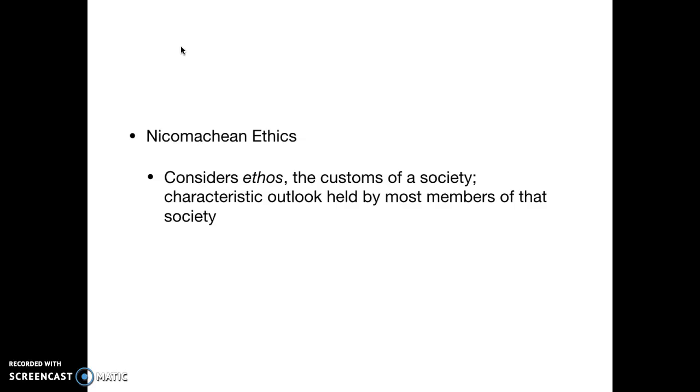Okay, so your customs, your society, your time and place in history is important for understanding what a good life is and what good character is. Okay, so he's not going to have any sort of rules that this is what a good character is in all times and places in history. Rather, the virtuous life is going to be relative to what it means to thrive in your society with its customs. Okay, so it's concerned with ethics as ethos, customs of a society.